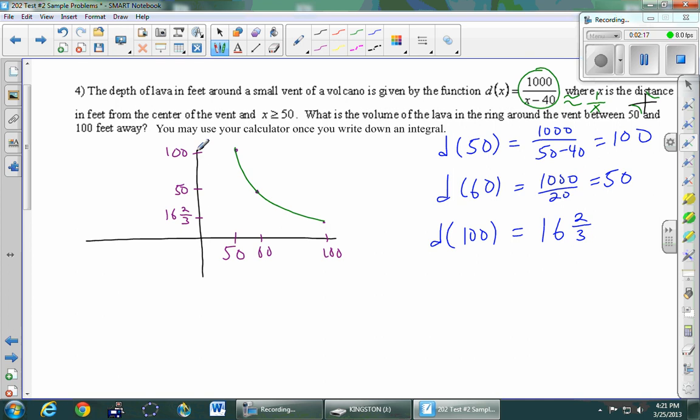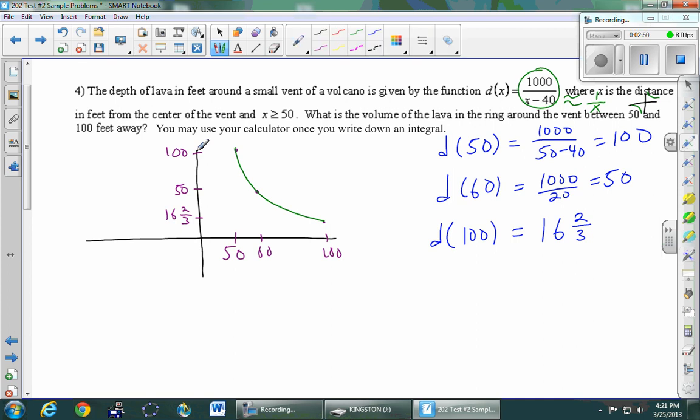And then the idea here is that the depth of the volcano is given by these numbers. So if you are, for example, 50 feet from the center of the vent, then the depth of the volcano is 100 feet at that point. So the volcano is 100 feet tall when you're 50 feet away. Well, this is only one spot which is 50 feet away. But for example, there's another spot over here which is 50 feet away. And in fact, there's a whole ring of spots that are all 50 feet away. So I feel like this is a solid of revolution.